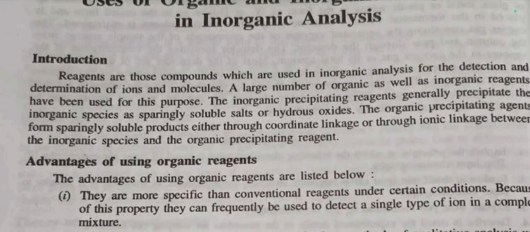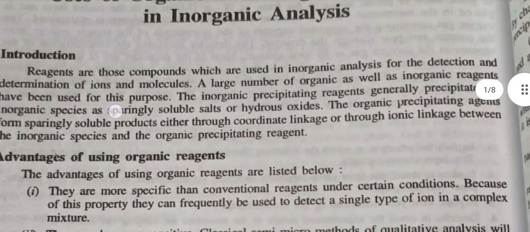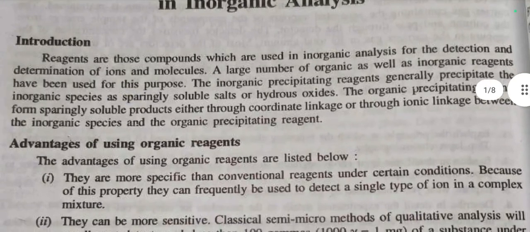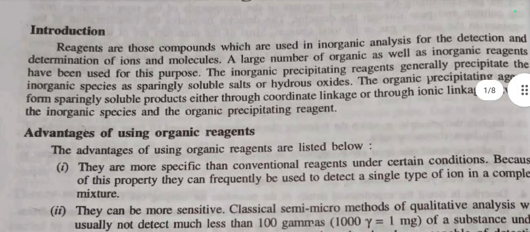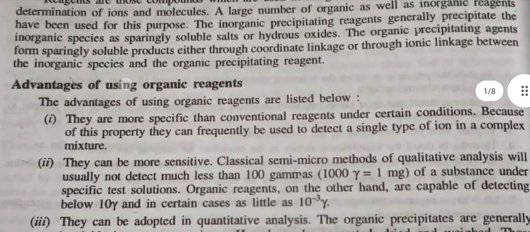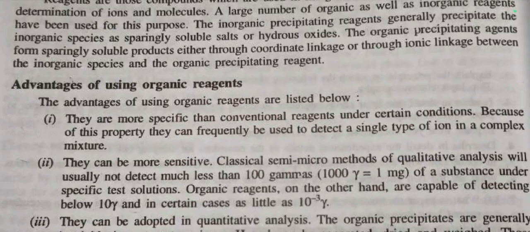Introduction. Reagents are those compounds which are used in inorganic analysis for the detection and determination of ions and molecules. A large number of organic as well as inorganic reagents have been used for this purpose. The inorganic precipitating reagents generally precipitate the inorganic species as sparingly soluble salts or hydrous oxides. The organic precipitating agents form sparingly soluble products either through coordinate linkage or through ionic linkage between the inorganic species and the organic precipitating agent.